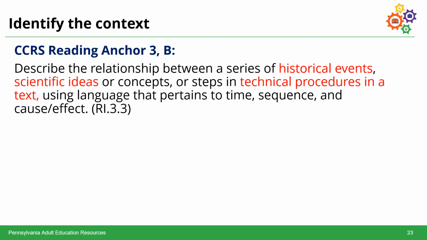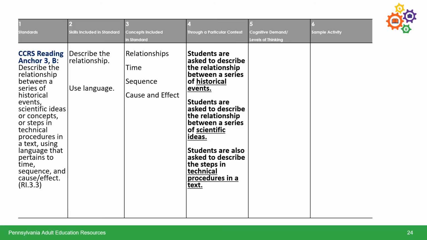2. Students are required to describe the relationship between a series of scientific ideas. 3. Students are also asked to describe the steps in technical procedures in a text. The skill of describing, in this case, is in the context of a text. Your unpacking chart might look like this right now.